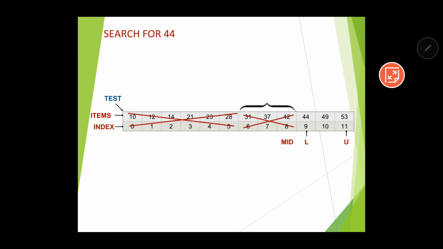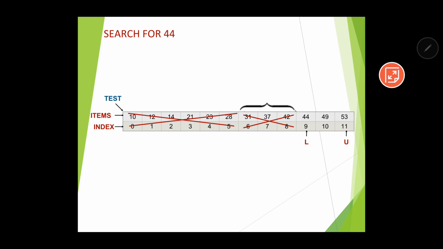So now what is the lower limit? Lower limit is 9 and upper limit is 11. Now again we need to repeat the steps, so we need to find out the mid element. Mid element is (lower limit plus upper limit) by 2, that is (9 plus 11) by 2, that is 20 by 2, which results in 10. So the mid element now is 10.